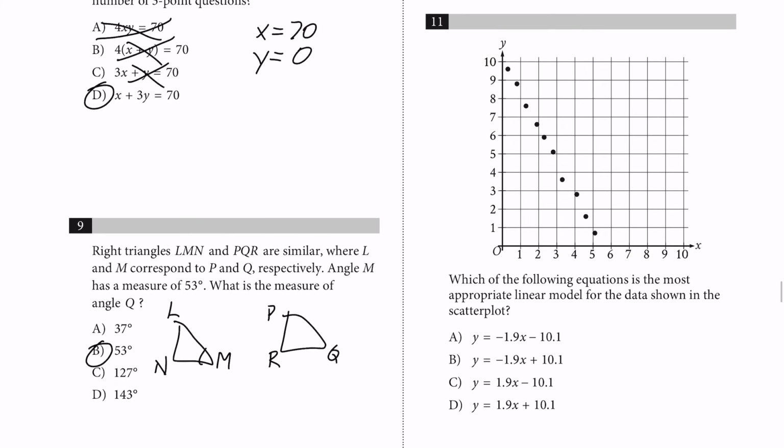All right, and now we have: which of the following equations is the most appropriate linear model for the data shown in the scatter plot? So what do we see about the data? We see that the y-intercept, so what y is equal to when x is equal to 0, is somewhere around here, which is around 10, right?